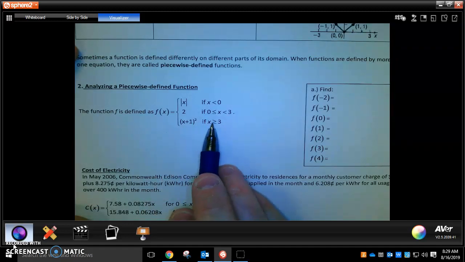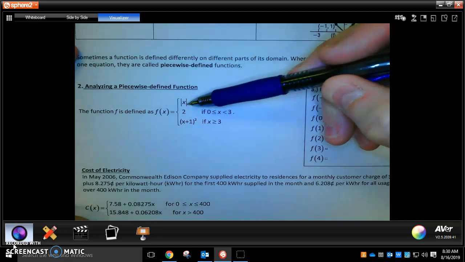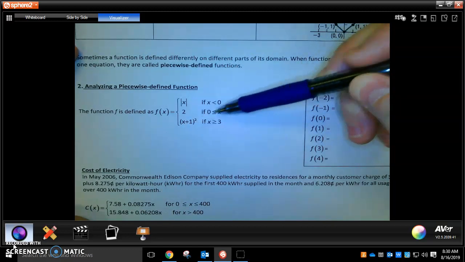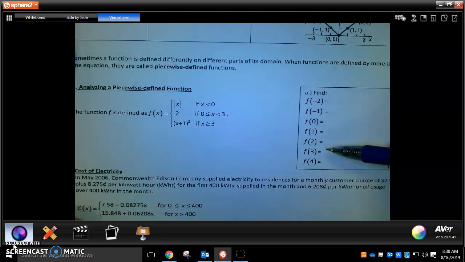This says that when x is greater than or equal to 3, so if I give you a 3 or a 4 or a 5 or a 6, we're going to use this function. Okay? So you use the function depending on what x I give you. So that's your first job. So over here, we're going to find these values.